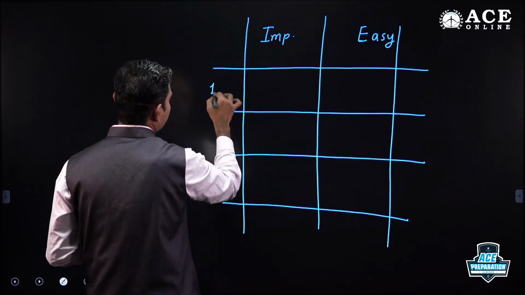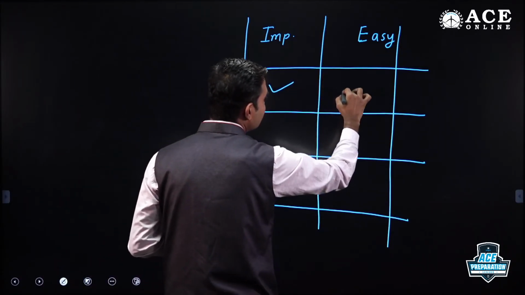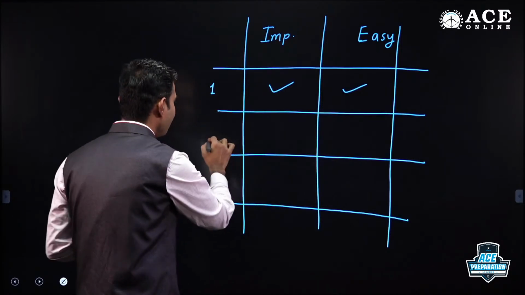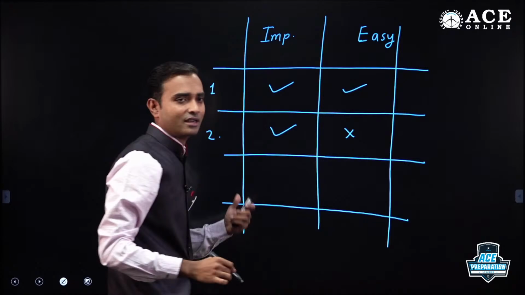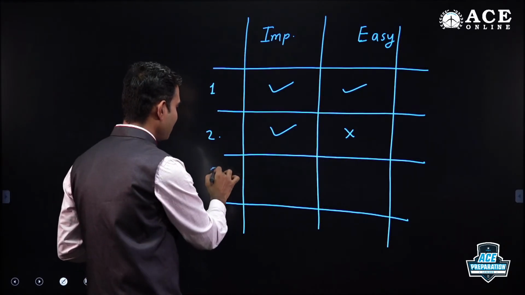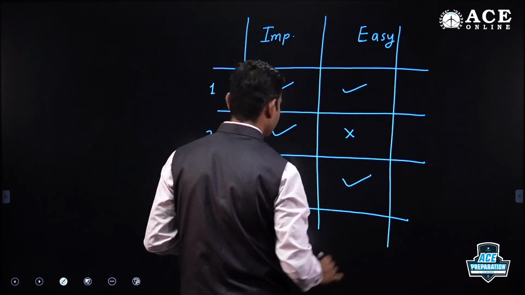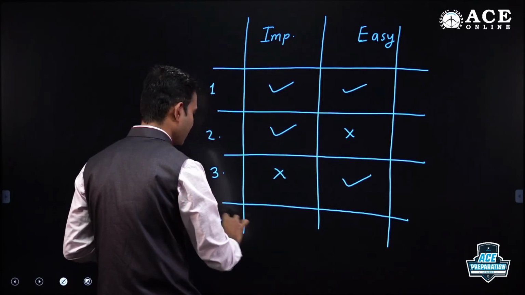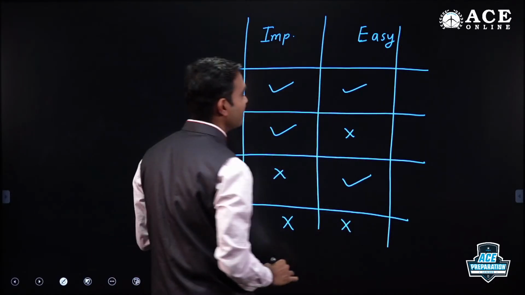So first will be, the topic is important and it is easy to understand also. Second will be, the topic is important but it is not easy to understand, it is a little difficult. Third one is, it is not important but easy to understand. And the fourth category will be, it is difficult to understand and it is not important also.